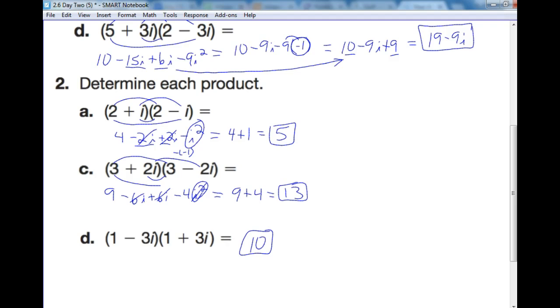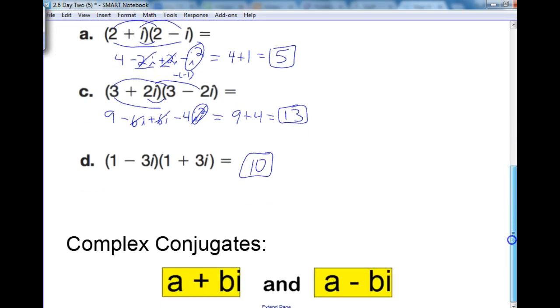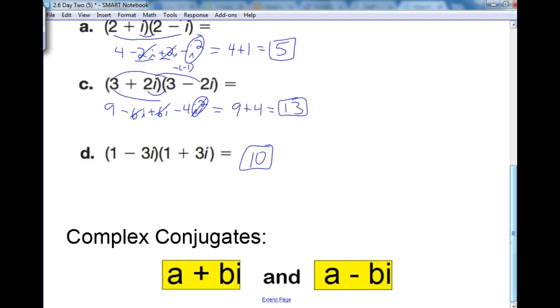What do you notice about all three of these that we did? This is critical. What do you notice about them? Are the two things I'm multiplying very closely related? Yay or nay? They are incredibly closely related, aren't they? They are called complex conjugates. Any time, complex conjugates, notice the a in the a plus bi are exactly the same.